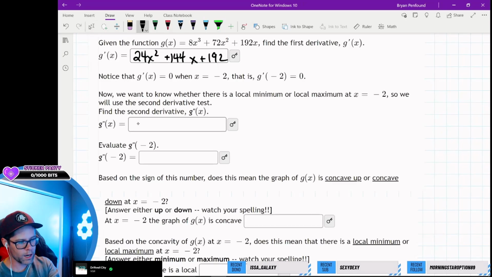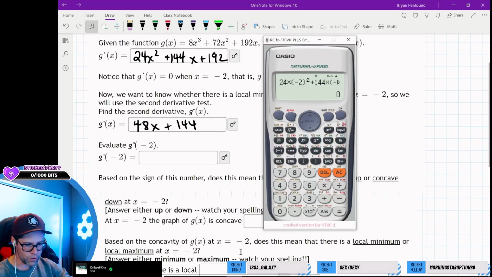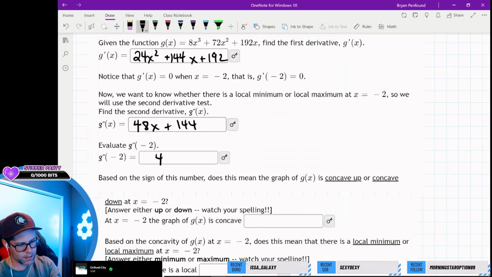So 24 times 2 is 48, so that's going to be 48x plus 144. And we want to evaluate the second derivative at -2. And this hopefully should give us some information about concavity, right? So let's throw -2 in here. We'll add our 144. That should give us 48.